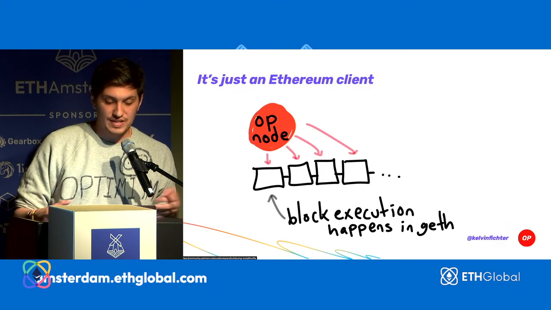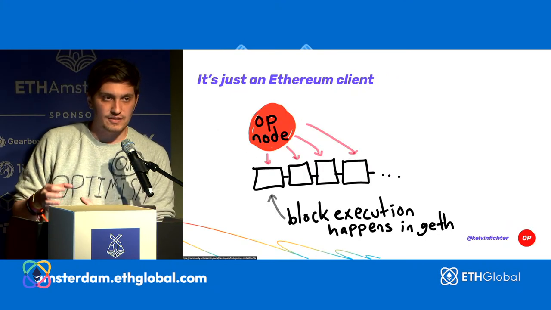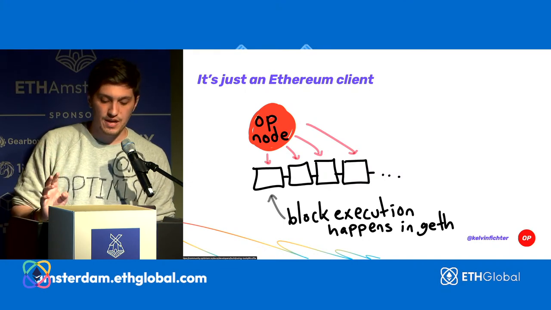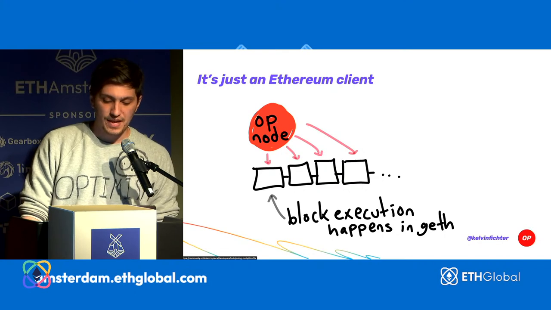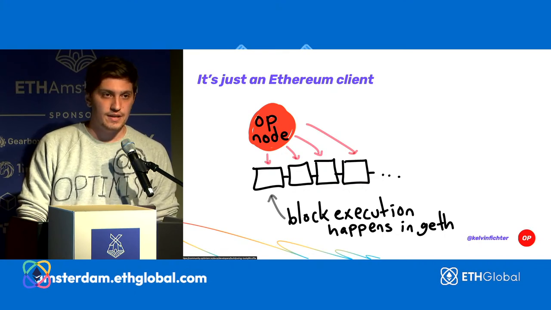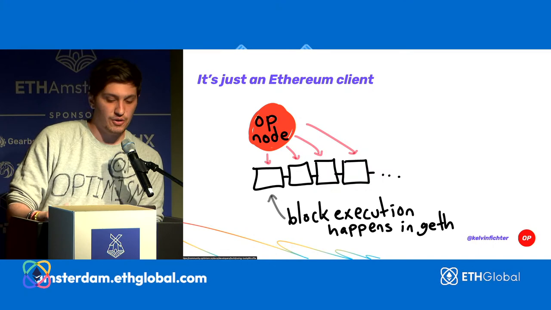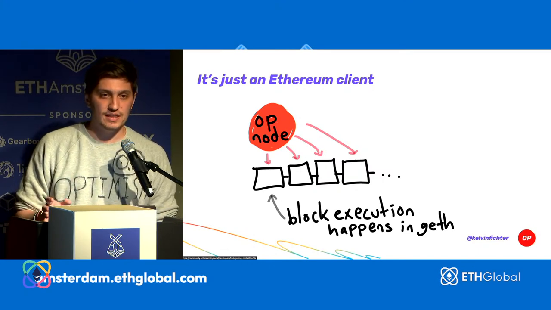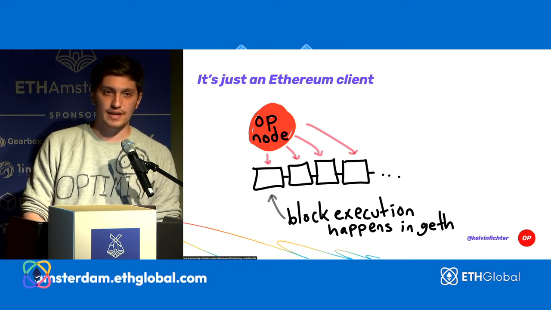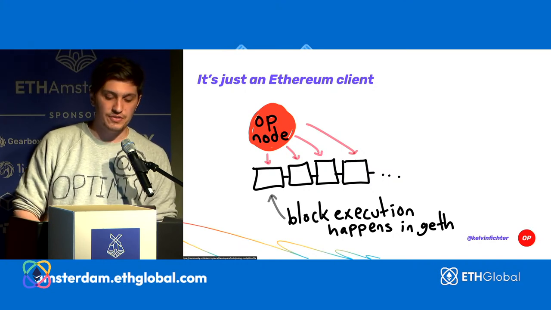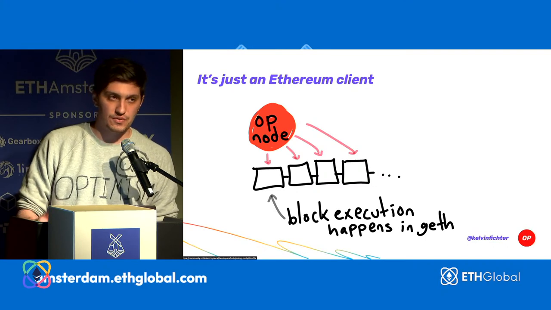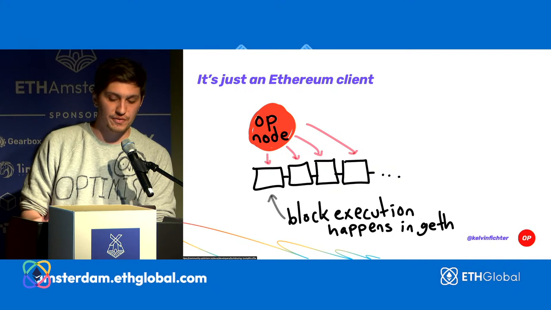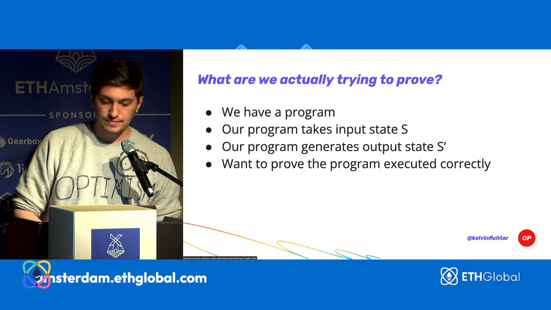But the question is, how do you actually guarantee that this state root or this output that's being published to layer one is actually correct? Because it could just be anything. The whole point of the optimistic rollup is that you are not performing the execution of transactions on layer one. So Ethereum has no clue if the execution result is correct. You're kind of just telling it, this is what the result was. But it doesn't have any proof of this.